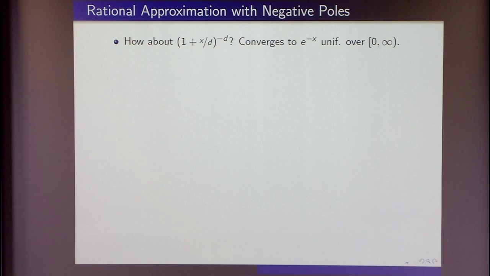Okay? But how about this? A smart undergrad, if you give them this problem, you say, you just don't know enough analysis. I know that 1 plus x by d to the minus d converges to e to the minus x. And it has this property that all roots are negative. So why not use this? Can anyone tell me why?